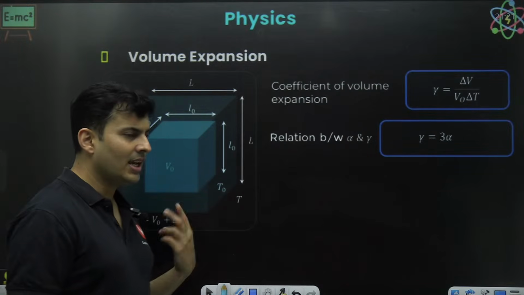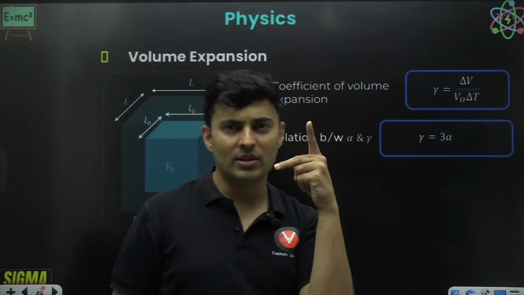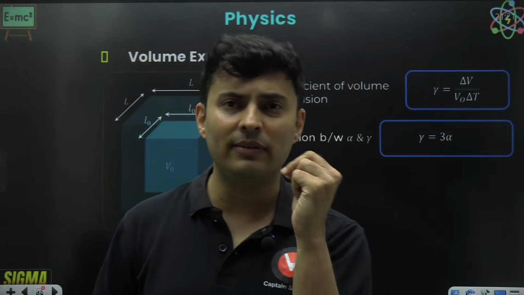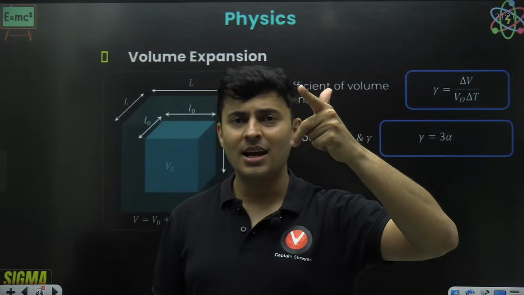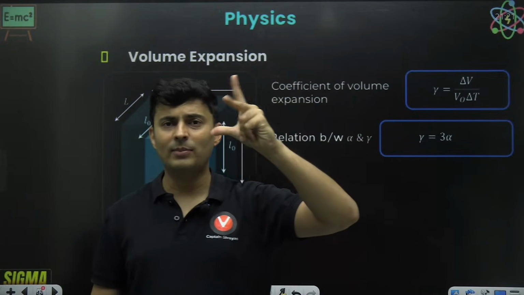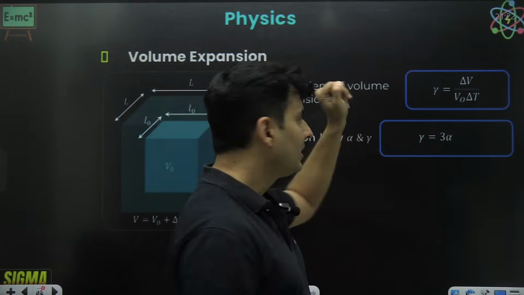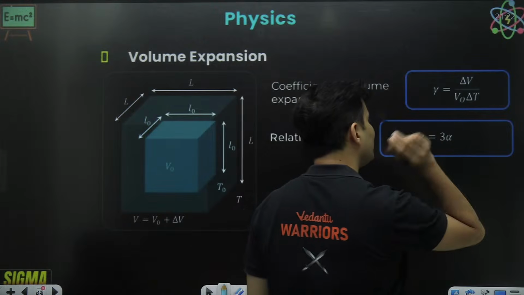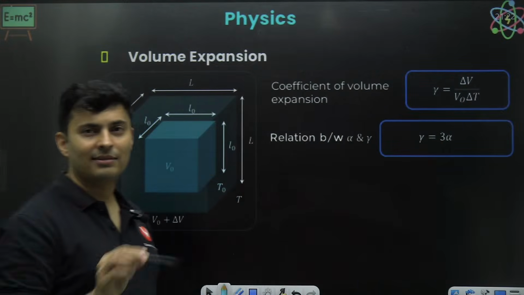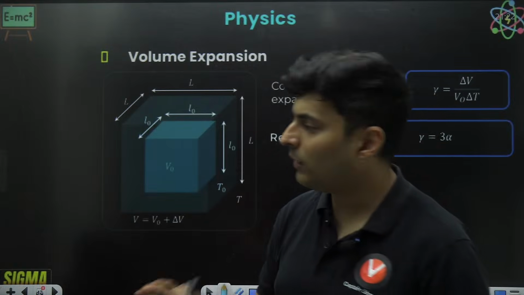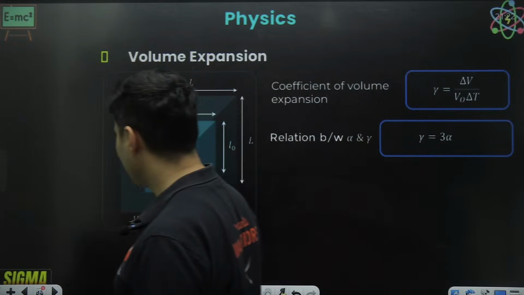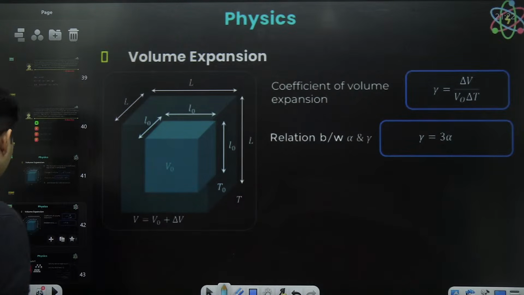Yes. Just like beta, which was 2 dimensions because it is area, so it was double of alpha. It's obvious volume is 3 dimensions: alpha plus alpha plus alpha is 3 alpha. So gamma is basically 3 times alpha. As simple as that.